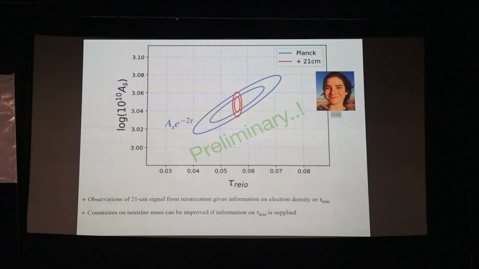Now the CMB observations can provide information about the reionization and the tau reionization. Okay, and if you supply this information, then you can possibly break this degeneracy, and you can also shrink the error in A_s. So this is one of the advantages of this joint analysis. Okay, one minute. And then you can also constrain the neutrino masses: neutrino mass and tau reionization are degenerate, and if you supply the information on tau reionization, then neutrino mass constraints can be improved.